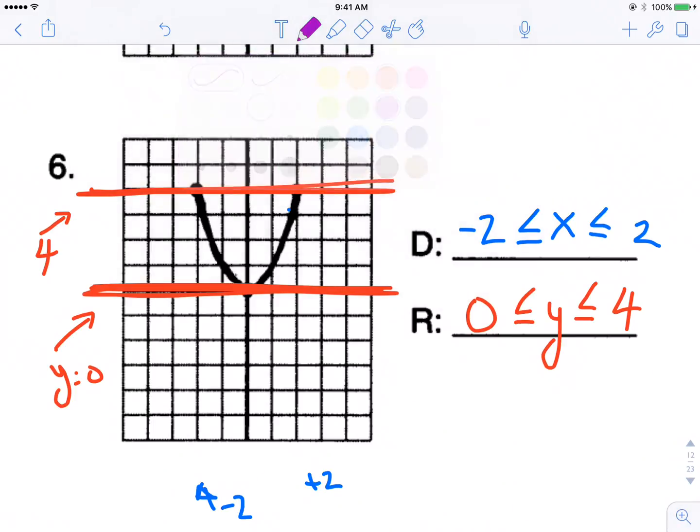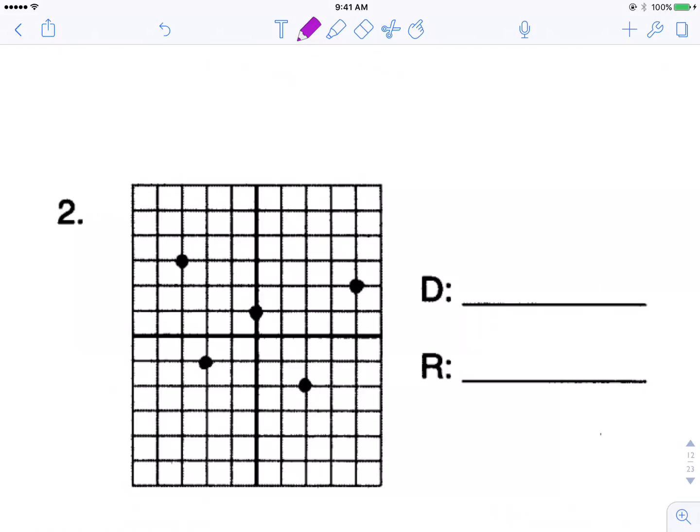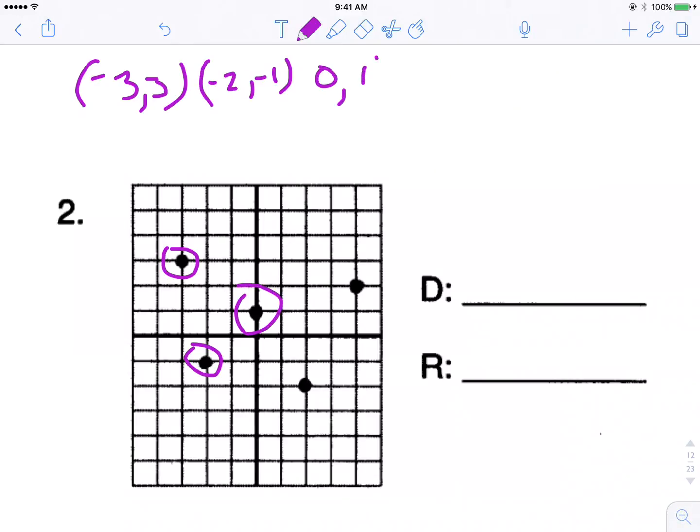Now the one I was skipping, number 2 up here. When we have individualized points like this, the first thing you should do is list out the coordinates of each of those points. So first point, coordinates: (-3, 3), (-2, -1), (0, 1), (2, -2), and then (4, 2).